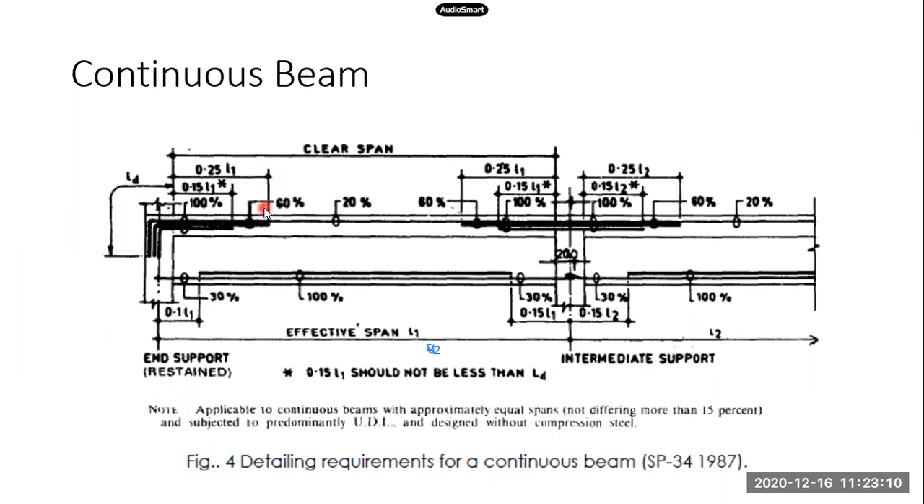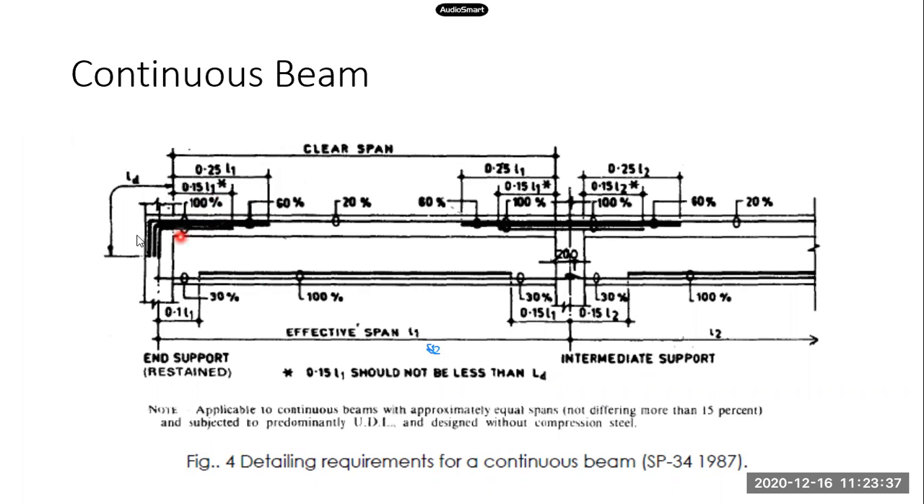Now coming to the top steel, what you have in case of top steel. So at the supports, we require the top steel. So 100% should be available at the support. This is to take care of hogging moment. So hogging moment will cause tension on the top side, on the top face of the beam. So for that purpose, at the supports, 100% should be available over here. As you move away from the support, step by step, you can curtail this.